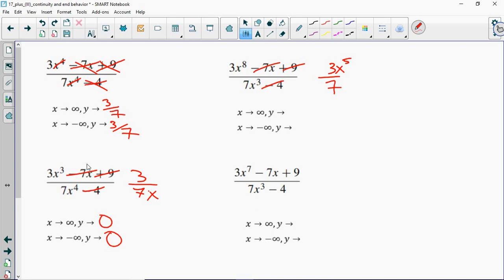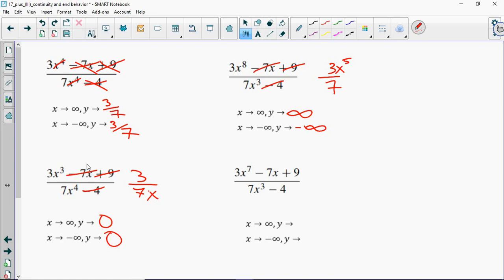Now as x becomes a super, super big number, what happens to the y value? Well, I've got a super gigantic number divided by 7. That's just going to leave me with a super gigantic number. What about when x goes to negative infinity? Well, I've got a super gigantic negative number being raised to the 5th power. That's still going to be a super gigantic negative number.